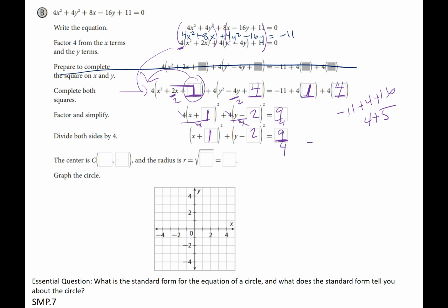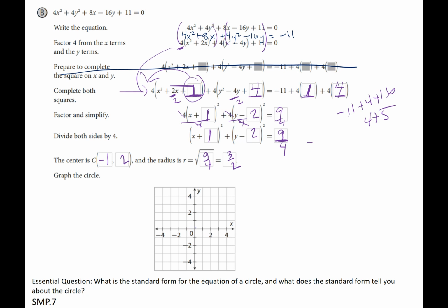So if we fill in their little blanks for center, remember we change our sign. So I've got negative 1, positive 2. And then the radius, I take the square root of the 9/4, which would be 3/2. Which is kind of an ugly radius, but we're going to deal with it.